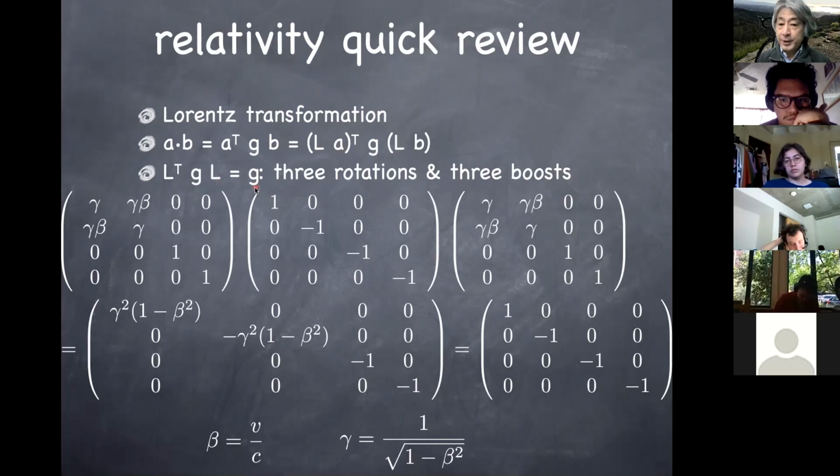And once you know this condition, you can derive that the Lorentz transformation has to look like this, with the gamma and beta given by this relationship. So again, you can derive everything from the first principle of the Lorentz invariance. Okay, any questions about this?